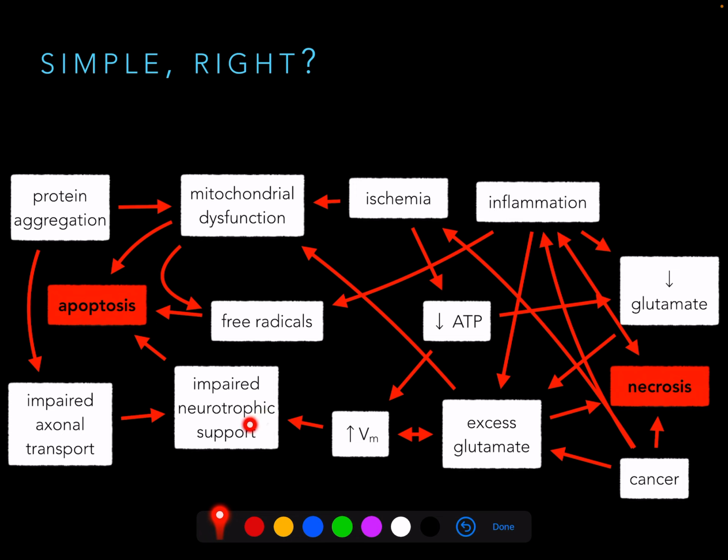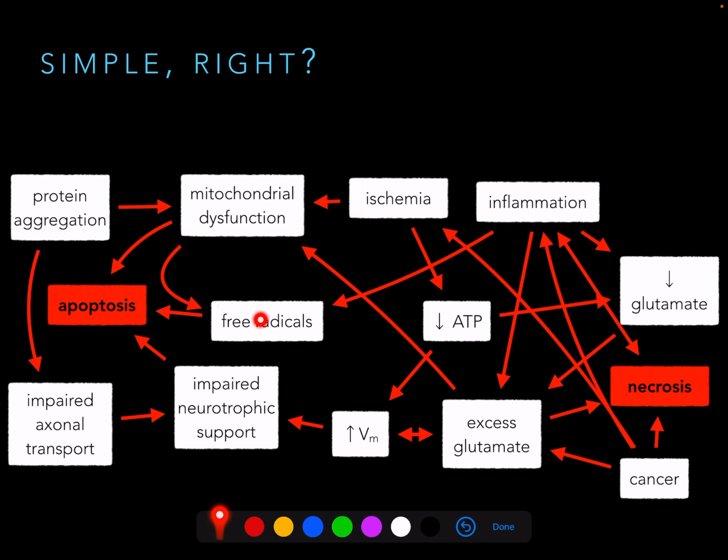But of course, we can impair neurotrophic support not just by releasing too many, but maybe we don't move them around properly because of some protein aggregation disorder. Again, the protein aggregation disorder might not affect axonal transport. Maybe it just screws up the mitochondria, which then will kill you either by leaking out cytochrome C or making a bunch of free radicals that damage the cell and then kill you.